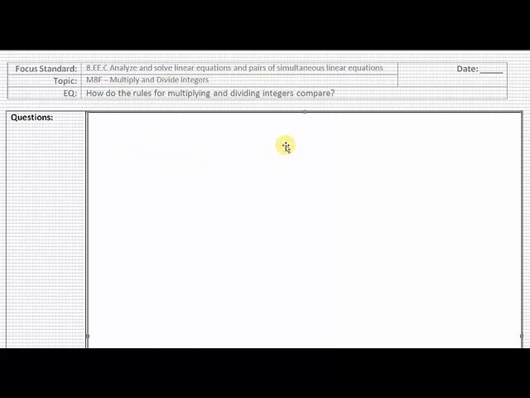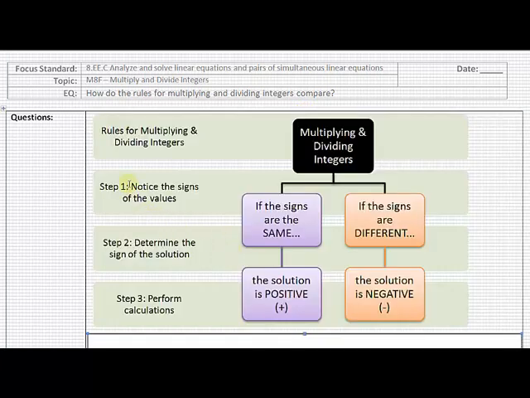So today I used a similar flowchart as in the last video to talk about the rules for multiplying and dividing integers. It's really quite simple. You'll notice a lot fewer steps here, but we have 3 basic steps. First, you want to notice the signs of the values that you're working with. Step 2, you want to determine the sign of the solution. So step 1 will help you determine the sign of the solution. And then step 3, perform your calculations.